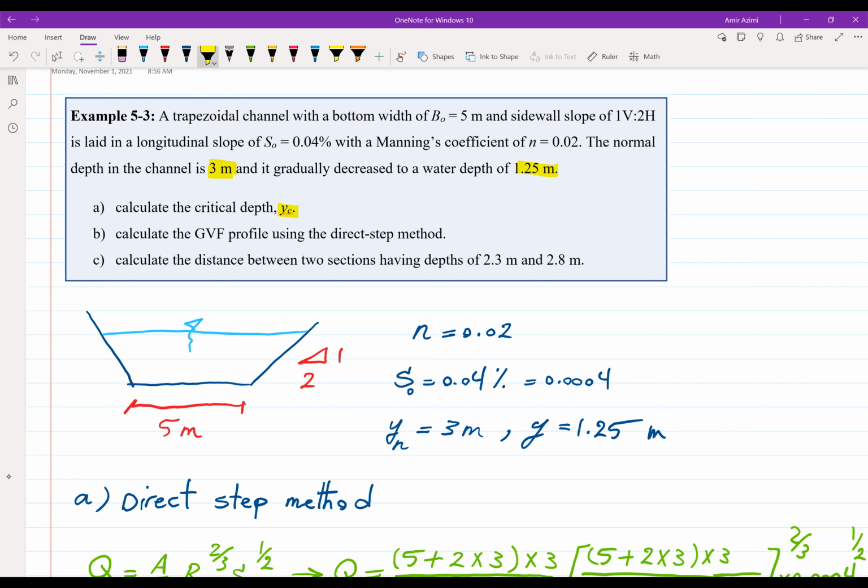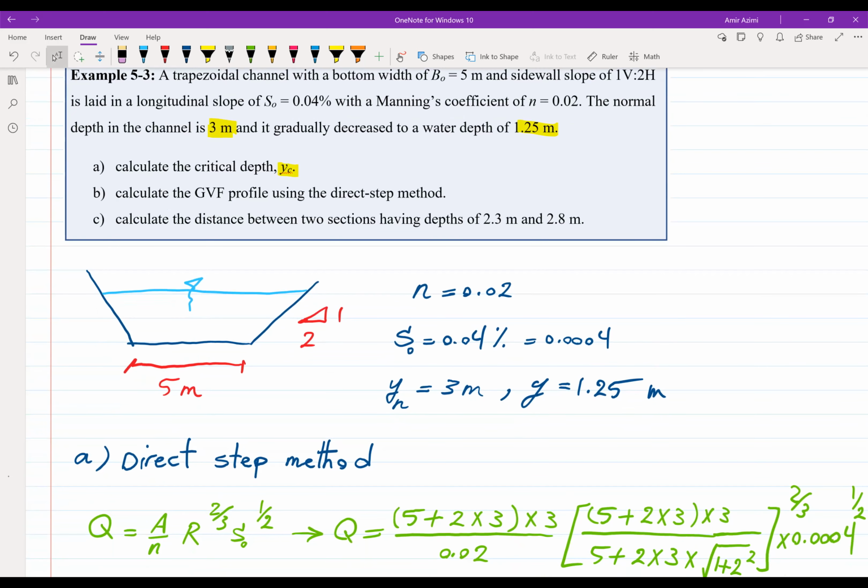So the question asks to calculate critical depth, calculate the gradually varied profile using the direct step method, and then calculate the distance between two sections having the depths of 2.3 and 2.8 meter. So here is a schematic of the trapezoidal channel.